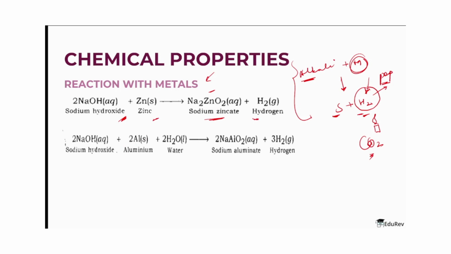Then again, sodium hydroxide reacting with aluminium and water is going to give sodium aluminate and hydrogen. So these are a few examples of the reaction of bases with metals.